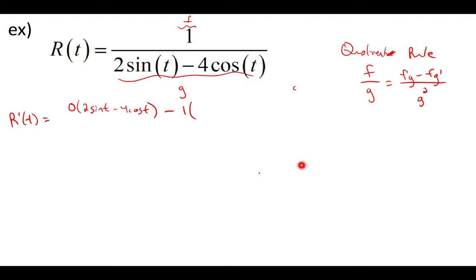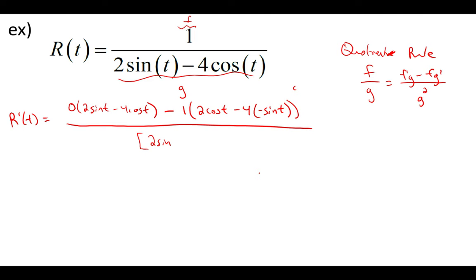The derivative of 2 sine t is going to be 2 cosine t minus 4. Derivative of cosine is negative sine t. Now notice I did just do minus 4 and then the minus sine t in the parentheses. Again, it's a good idea to just keep those separate and combine them on the next step. It's also just showing that you know how to apply these rules. All right, so that's my numerator, and I also have to do it over g squared. So I'm just going to do a big 2 sine t minus 4 cosine t squared.